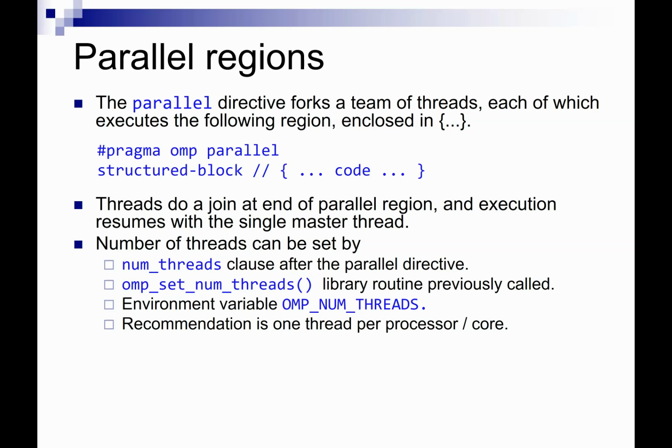You can also call the function omp_set_num_threads. And if you want to check how many threads you currently have, there's the environment variable OMP_NUM_THREADS. The recommendation is that you use one thread per processor or core. But sometimes you can use more if the threads are really lightweight and not doing too much. You can have multiple threads per core.